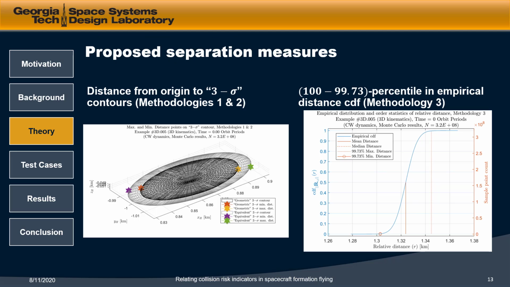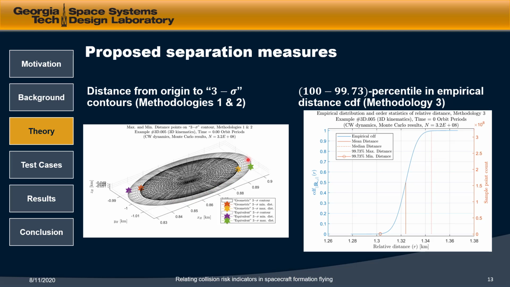Three separation measures are proposed which are hypothesized to produce consistent collision risk assessments when compared to true KPCs. The first proposed separation measure is the minimum distance from the origin to a 3 sigma contour that is geometric in the sense that it is located 3 standard deviations away from the mean of the distribution. This is referred to as methodology 1. It should be noted that for a three-dimensional normal random variable, only 97.07% of cases are within this geometric 3 sigma contour.